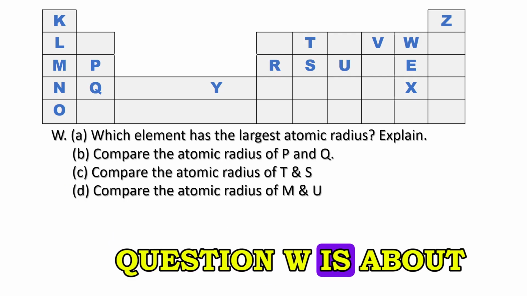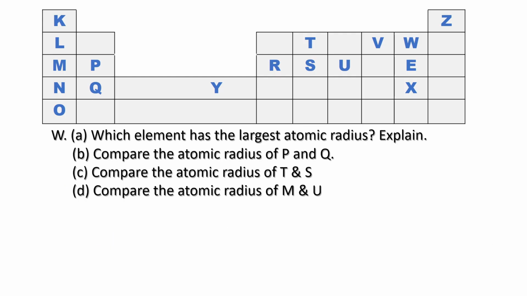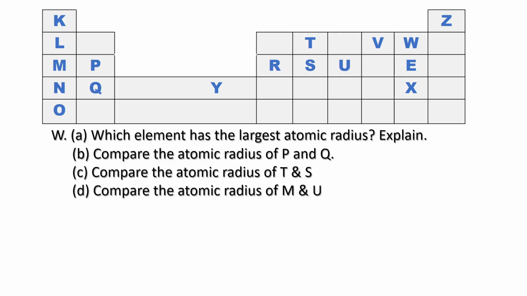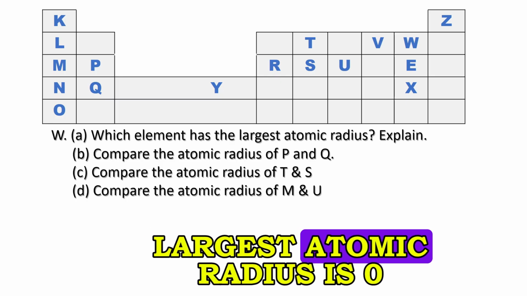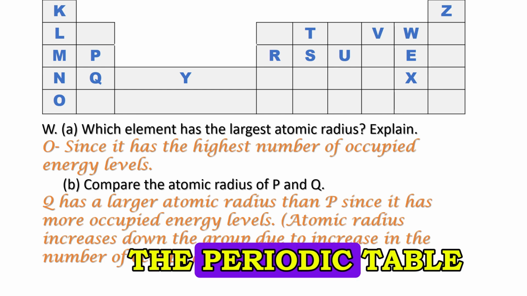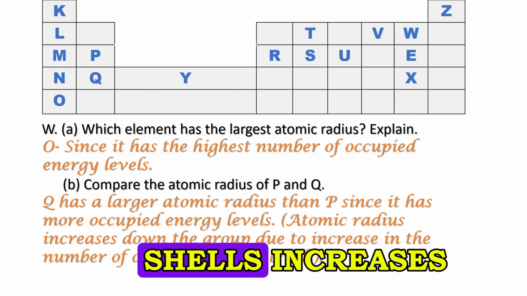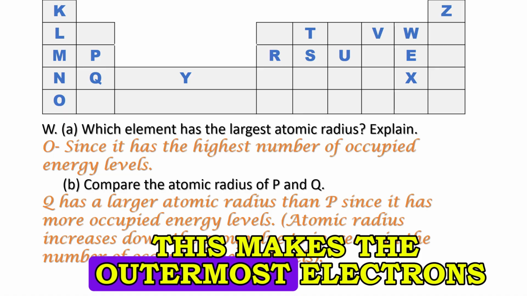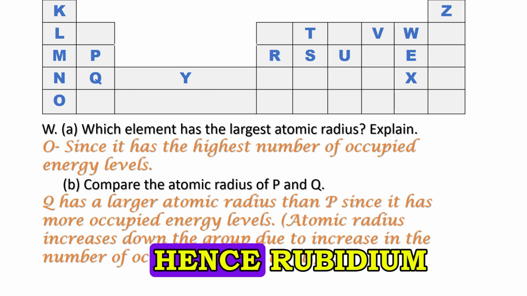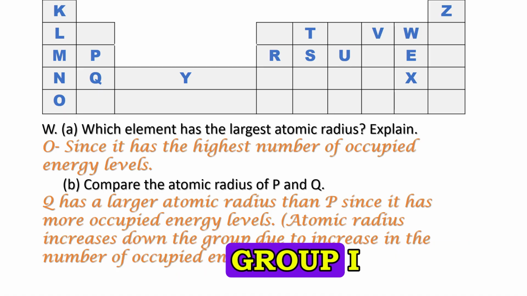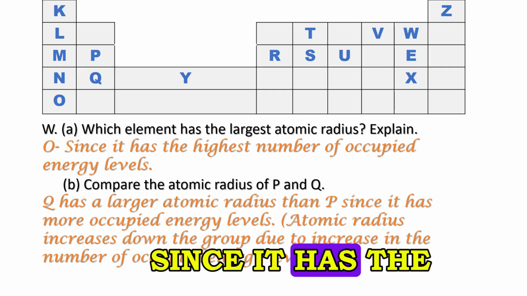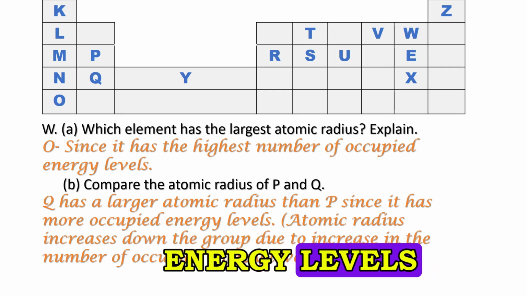Question W is about atomic radius trends. Part A asks, which element has the largest atomic radius? Explain. The element with the largest atomic radius is O, rubidium. As we move down a group in the periodic table, the number of electron shells increases. This makes the outermost electrons farther from the nucleus, reducing the nuclear attraction. Hence, rubidium, being the lowest in group 1, has the largest atomic radius among the listed elements since it has the highest number of occupied energy levels.